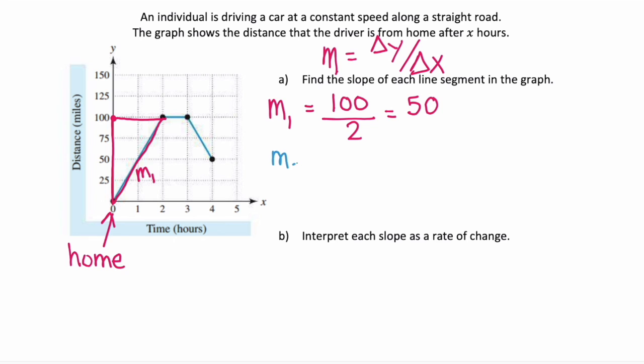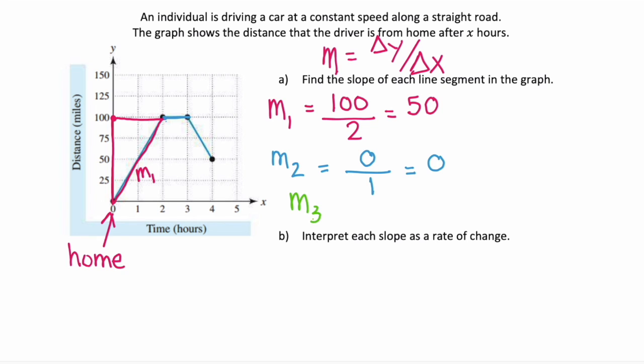Let's look at the next section, this horizontal line. Well, how much does y change? y doesn't change. The distance is constant. So it's 0. But time, our x value, is changing by 1. And 0 divided by 1 is 0.